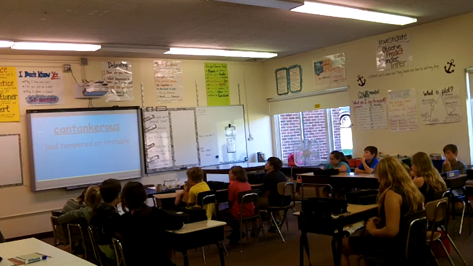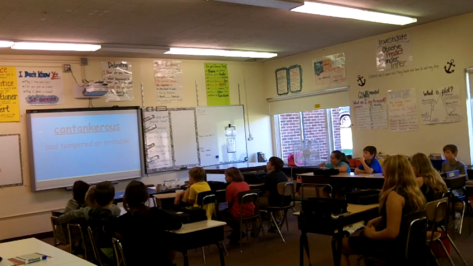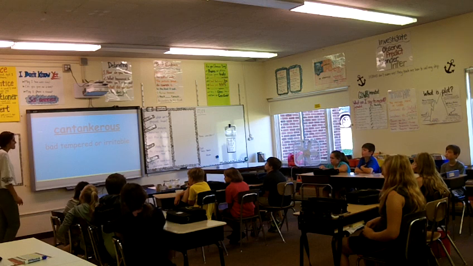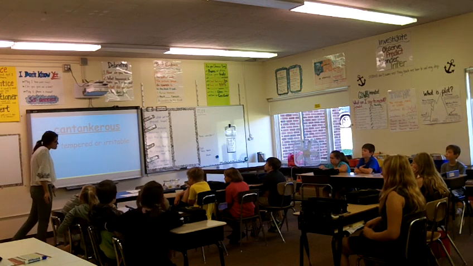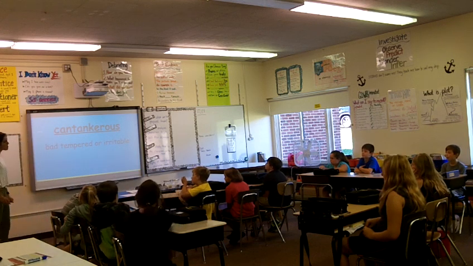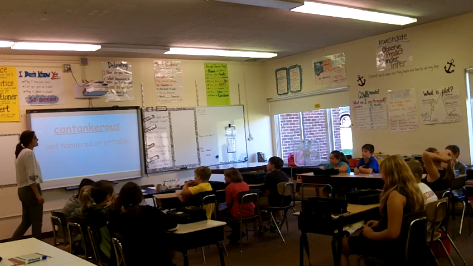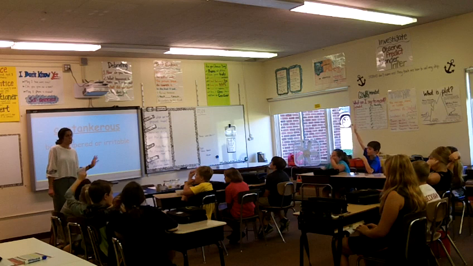So to be bad-tempered or irritable, that's someone who gets out of bed on the wrong side every day. It means you might be in a bad mood about everything. That's someone you might not want to approach because they tend to be bad-tempered or irritable. Little things kind of tick them off a little bit. Does anyone know someone that's cantankerous? Raise your hand.